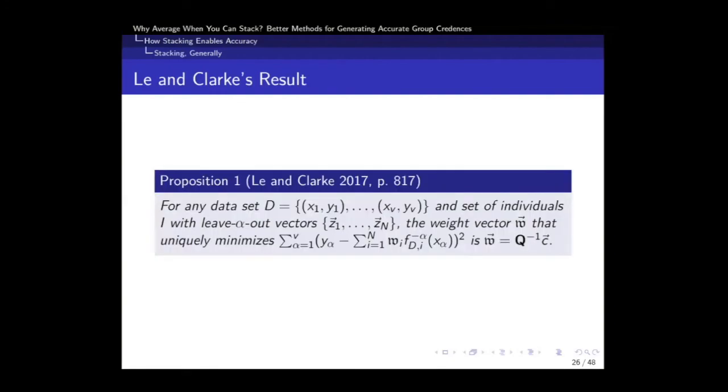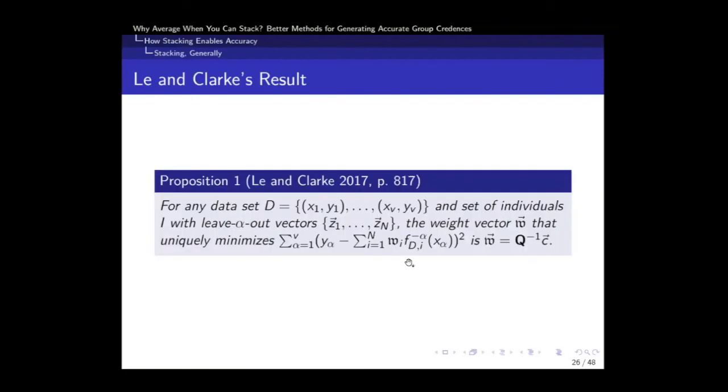All right. Having said that, we do now get to this proposition from Ley and Clarke, which is, I think, pretty cool. So for any data set and any set of individuals with their leave alpha out vectors, the weight vector that uniquely minimizes the sum of the squared differences between the actual observation, y alpha, and the predicted value of y, the predicted observation for each data point alpha, according to a weighted sum of each individual's prediction on that cross-validation scenario, the weight vector that uniquely minimizes that difference between observations and predictions when aggregating everyone's signal model is this vector that's just the inverse of this matrix Q that we defined times this vector C that we defined.